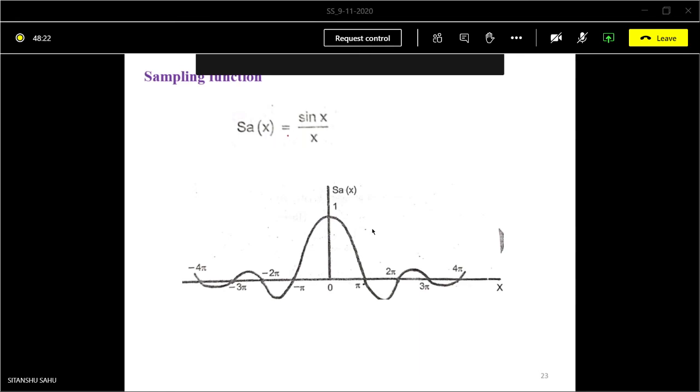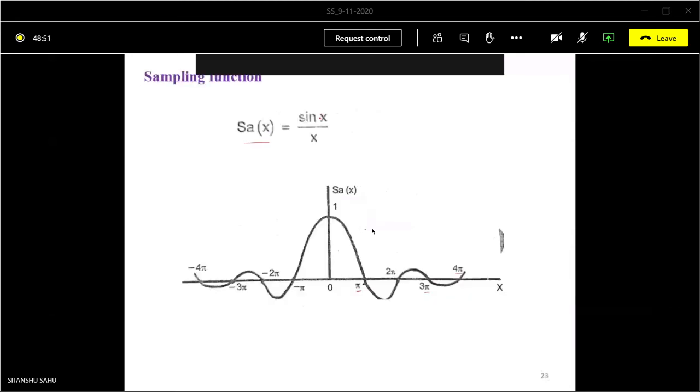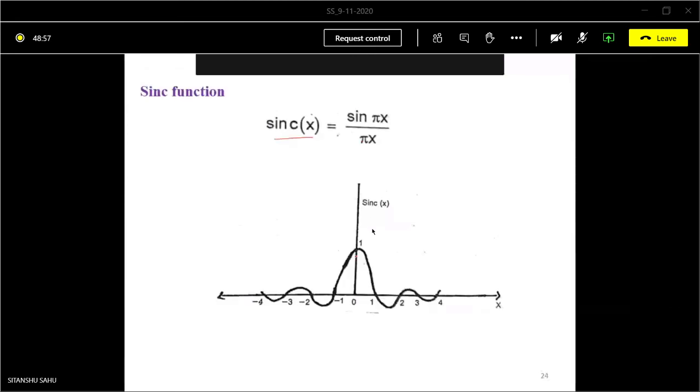This is the sampling function. The sampling function is defined as sin(x)/x, and its value is 1 at x equal to 0. It has zero crossings at pi, 2 pi, 3 pi, 4 pi, so harmonics of pi. Then the sinc function is the representation sin(pi x)/(pi x). If you put pi along with x, it becomes the sinc function, which has a similar nature to the sampling function.